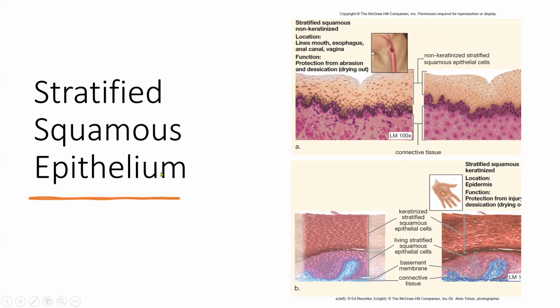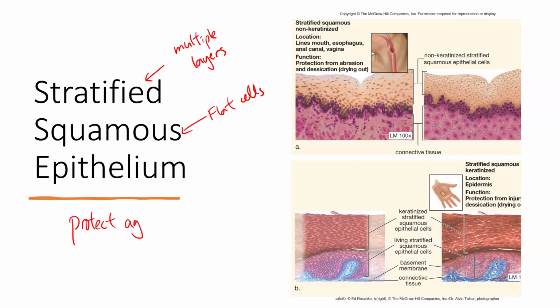Stratified squamous epithelium. Stratified means multiple layers of flat cells. You want stratified squamous to protect against wear and tear. So in places where there is lots of friction, perhaps a lot of things passing through, you want to have stratified squamous. There are different versions of it.